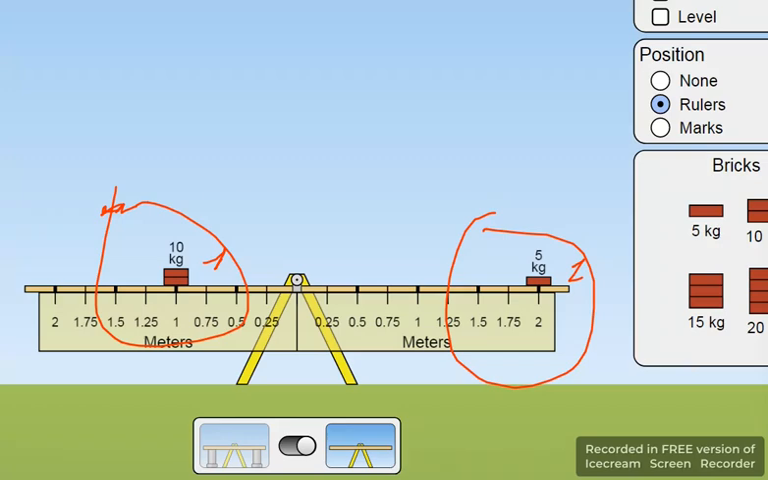So this is the basic understanding. You will just have to play with this simulation. I will give you the link in the description so you can play with this simulation.